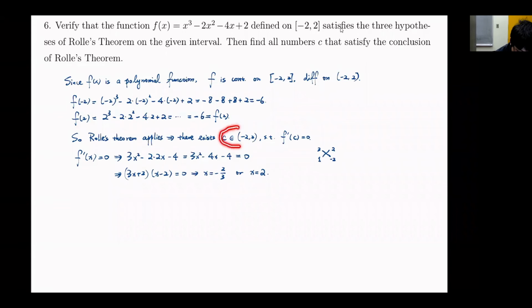Notice that c is required to sit strictly between -2 and 2. So we cannot use this x equals 2 as a solution. So the only solution we have is -2 over 3. So the conclusion is c equals -2 over 3 satisfies the conclusion of Rolle's theorem. All right, so that concludes number 6.